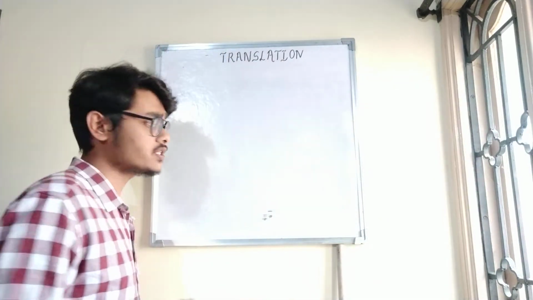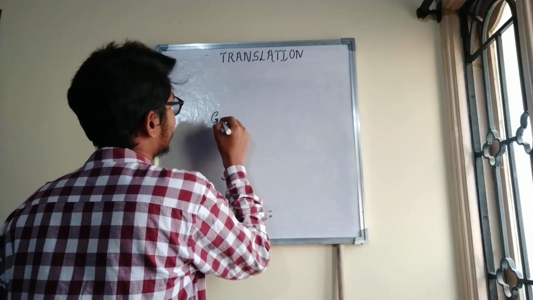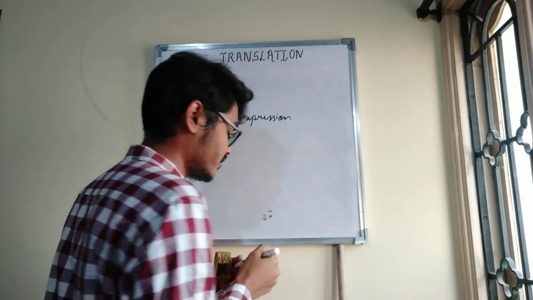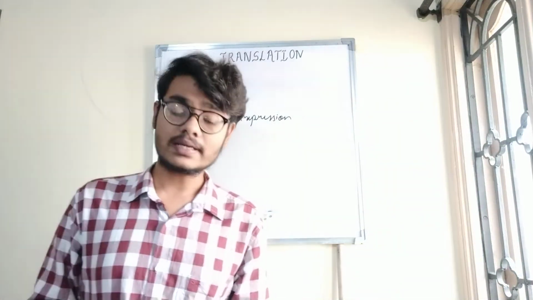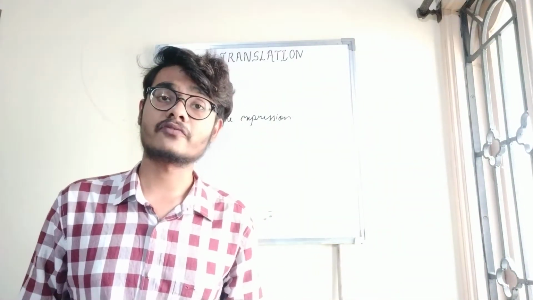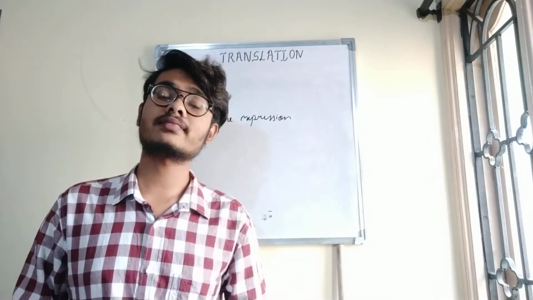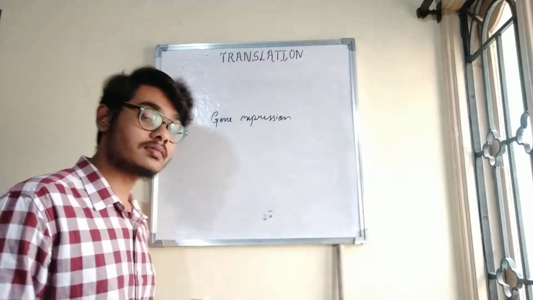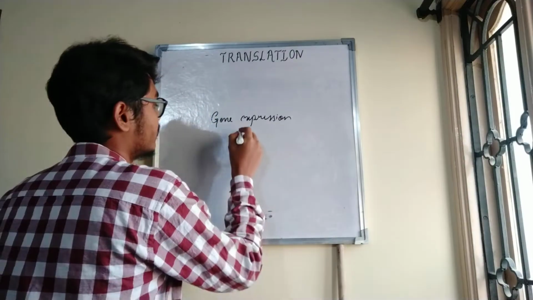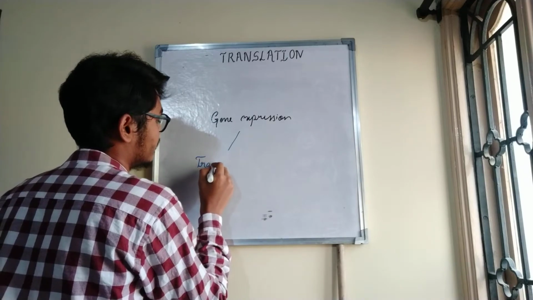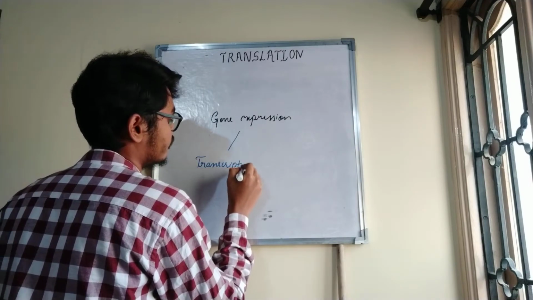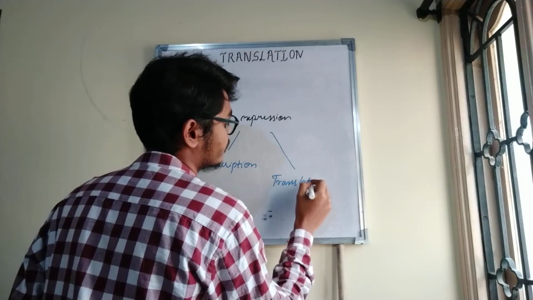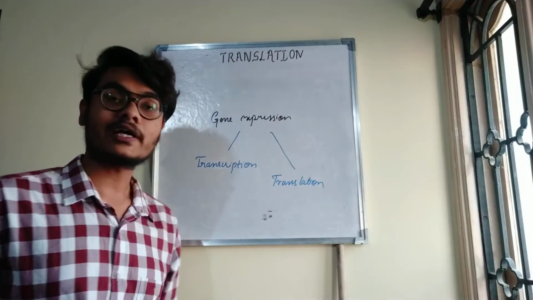Now what is gene expression? Gene expression is nothing but, you know that information in the DNA will be in the form of genes, right? So that is used in the synthesis of functional gene products like proteins. That is nothing but gene expression, and this will take place in two steps. The first one is transcription, and the second one, as I told, translation.